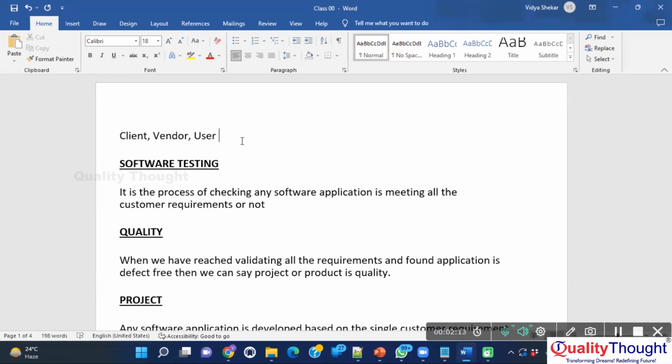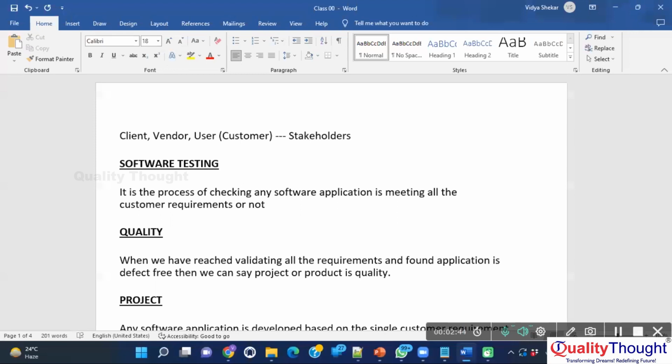What is a client? A client is someone who is giving the requirement. Who is a vendor then? Who are going to develop that project, that application. Who is the user or customer? The end user means the market, the people who use it. Okay, fine. I'll clarify on this.